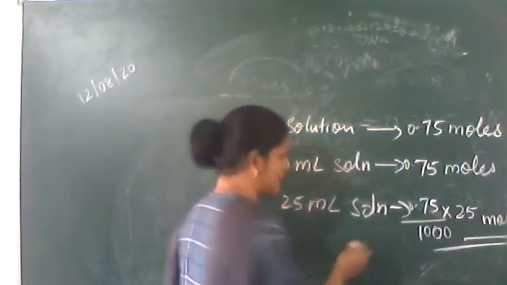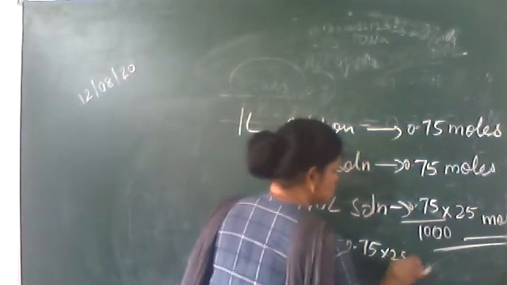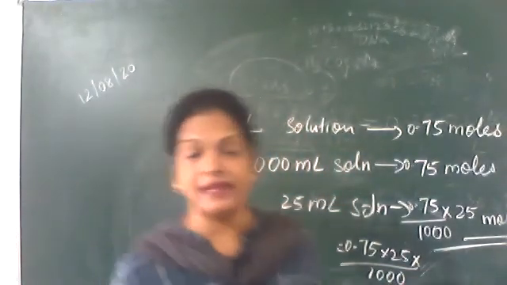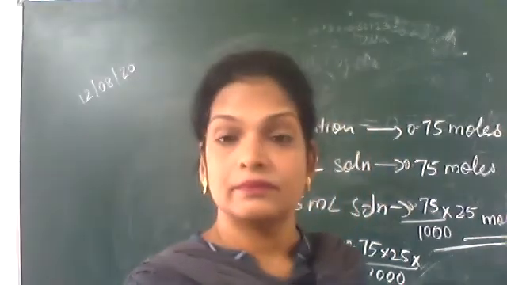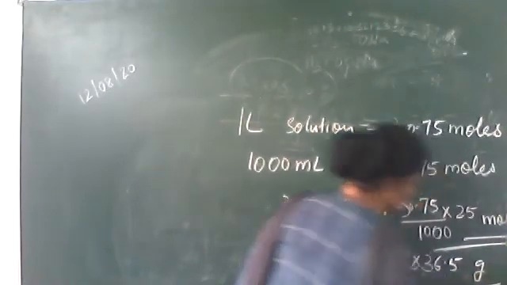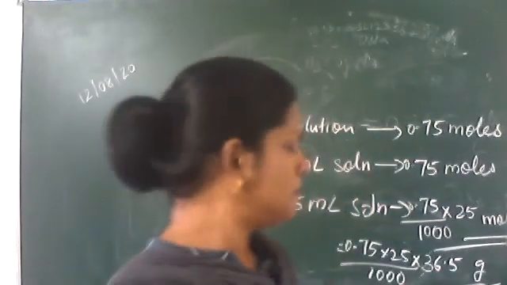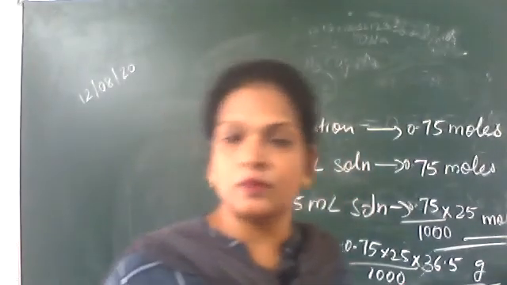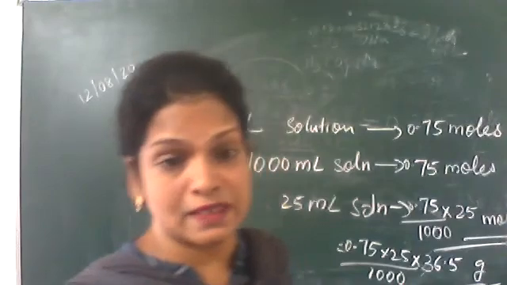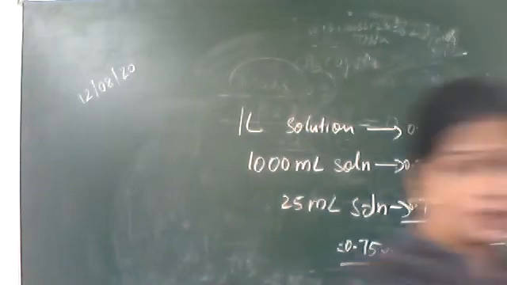If you want to show in grams, then you can write like this: 0.75 into 25 upon 1000 into what is the molar mass of HCl? Anyone? 36.5 grams per mole. So this much gram. Moles को molar mass से multiply करते तो you will be getting grams. You can leave the answer in moles, which tells how many particles are present. Otherwise, you can put it in grams.